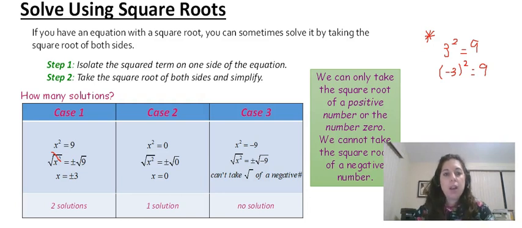x squared equals 0. The x squared is by itself. Go ahead, take the square root. The square root of 0 is just 0. 0 isn't positive or negative, so there's just one solution where x equals 0. Last one, x squared equals negative 9. You can't take the square root of a negative number. So again, that one's no solution.